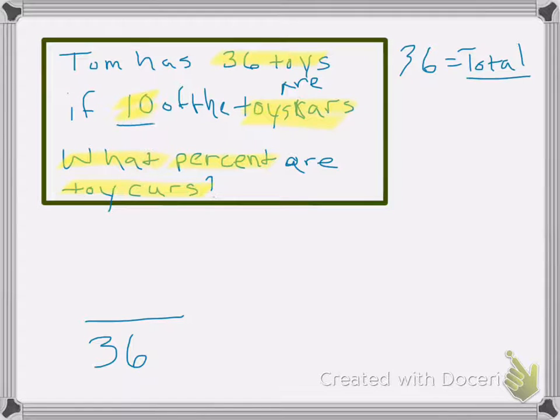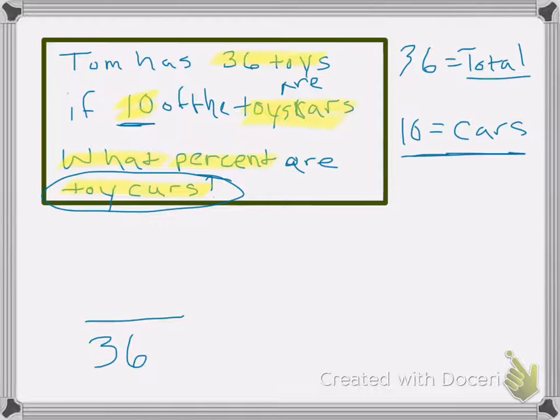Now, it says that 10 of the toys, so 10, are cars. So 10 equals cars. Well, we know that we are looking for toy cars, right? That's what it says. So we need that bit of information. In this case, that is my part.